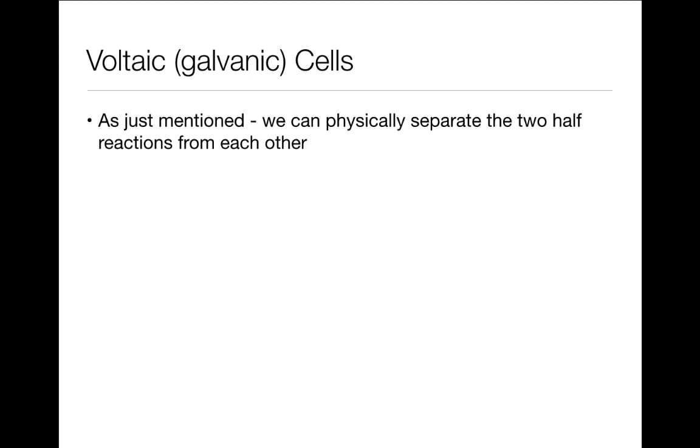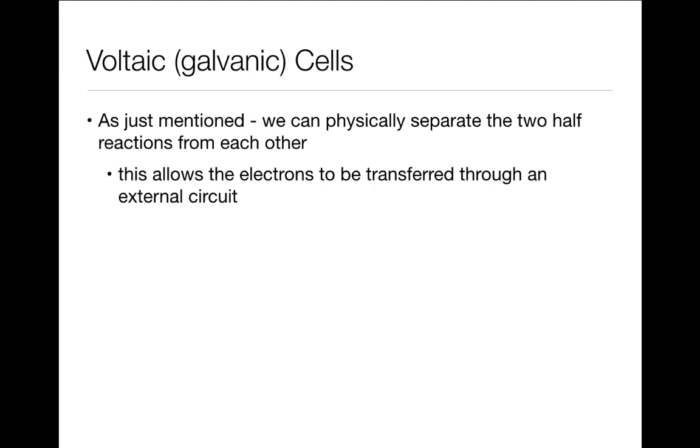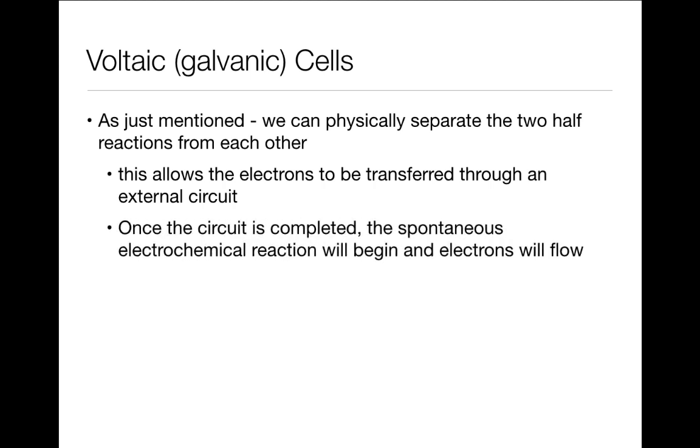As we just mentioned in that previous slide, one of the things that we can do with our half reactions is to separate them physically and not allow them to come into physical contact with each other. We can, however, make them contact each other through an external circuit, like a wire or something similar. Once that circuit is completed, the spontaneous electrochemical reaction will begin, and those electrons will in fact flow from one cell to the other cell.